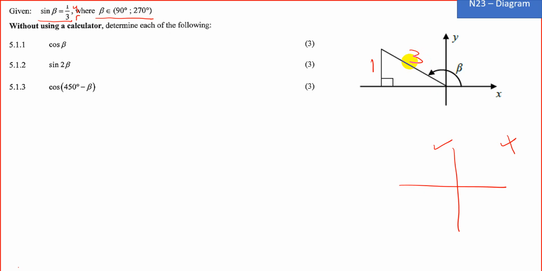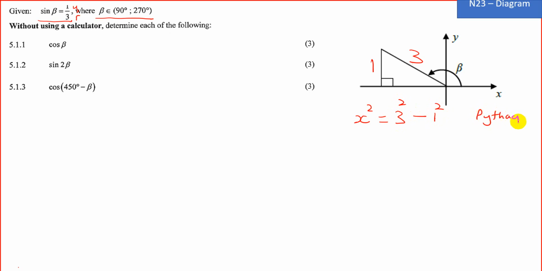So using Pythagoras, we're going to find out what x is. To do that, we're going to say x squared is equal to r squared, which is 3 squared, minus y squared, which is 1 squared. And my reason here is Pythagoras. Working that out, 3 squared is 9, 9 minus 1 is 8. And therefore x would be plus or minus the root of 8.